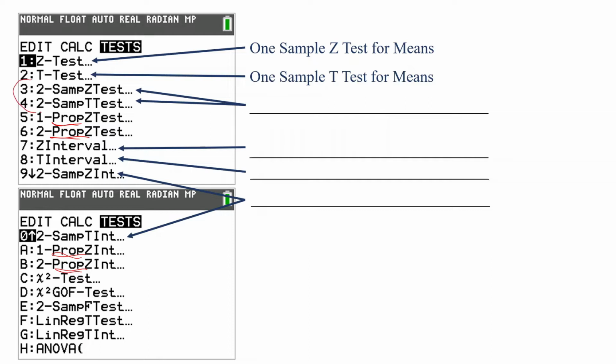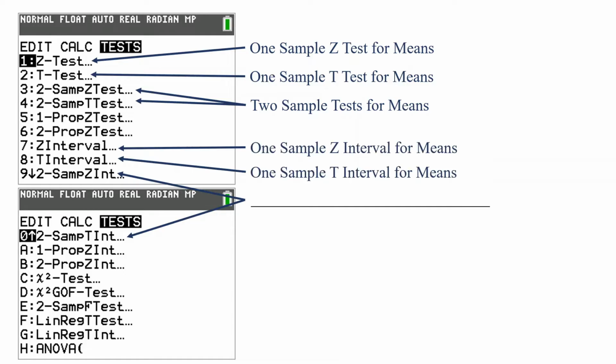Next, you have these 3 and 4. Okay, 2 samp z test and a 2 samp t test. These are going to be the 2 sample test for means. This is what we just went over in the last section of notes, okay? And then 5 and 6 are going to be your proportions. 7 and 8 are going to be your 1 sample z and t intervals for means, okay? And then 9 and 0 here are going to be your 2 sample z int and your 2 sample t int. So your 2 sample intervals for means. And these are all of the inference procedures we have learned in this unit, believe it or not.